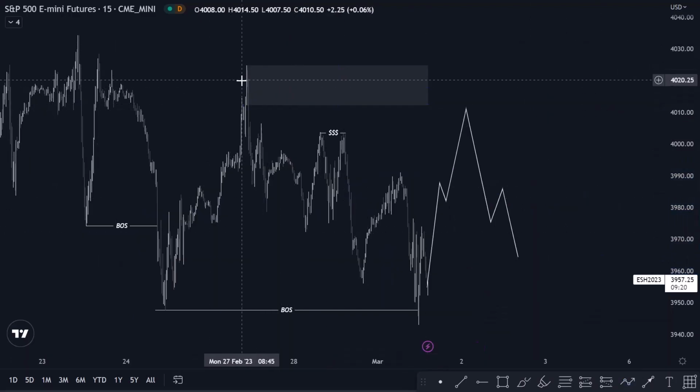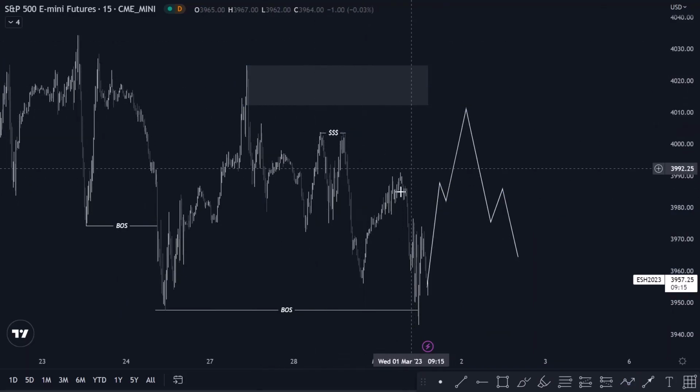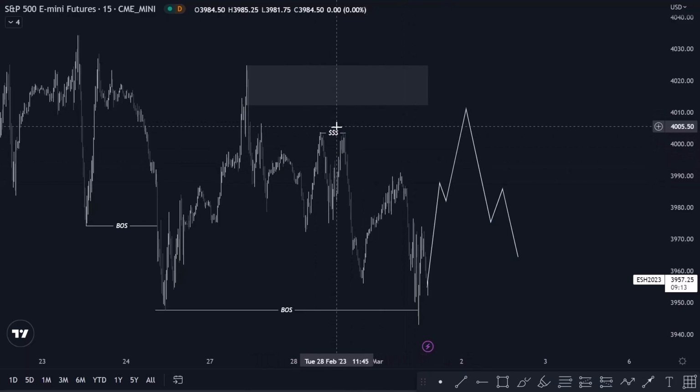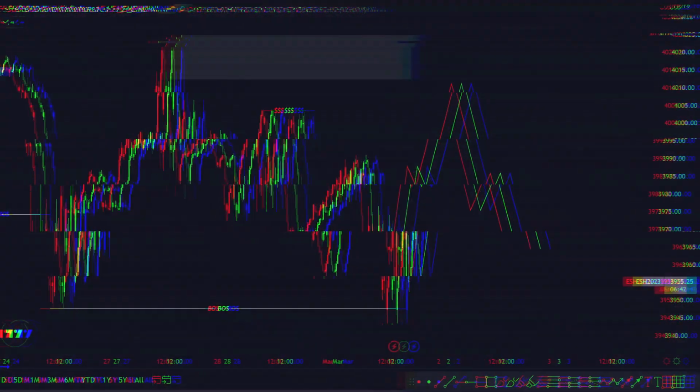This unmitigated order block has liquidity below. This inducement has the liquidity above, but this is not valid. This is for sure not valid. This is the only valid order block.